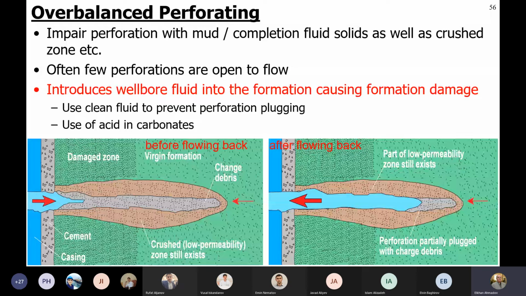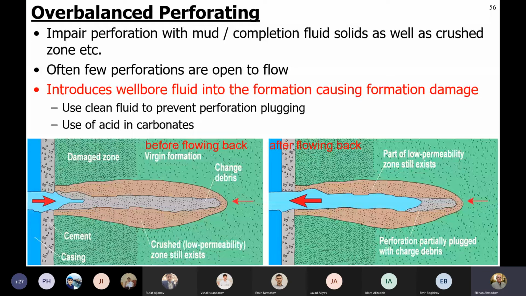The next is extreme overbalance perforating. This technique involves, as I said before, very high pressures above the fracture gradient of the reservoir. And what happens in this case, once we perforate the well, is that the pressure above the fracture gradient will create fractures at the tip of the perforations.